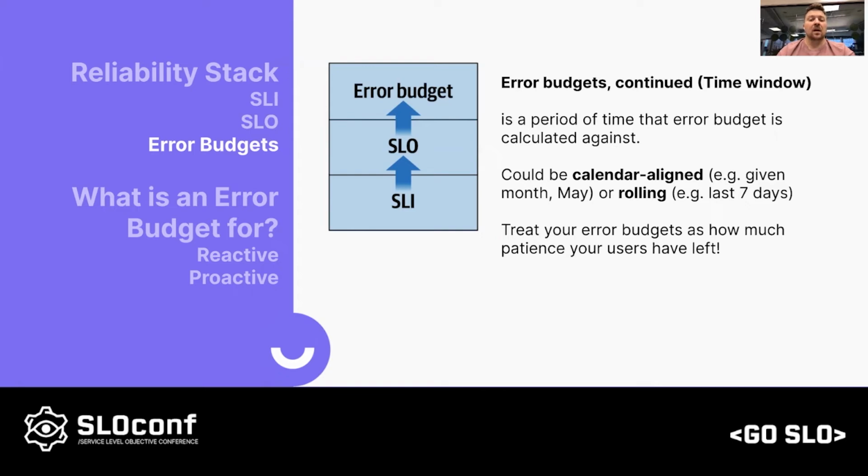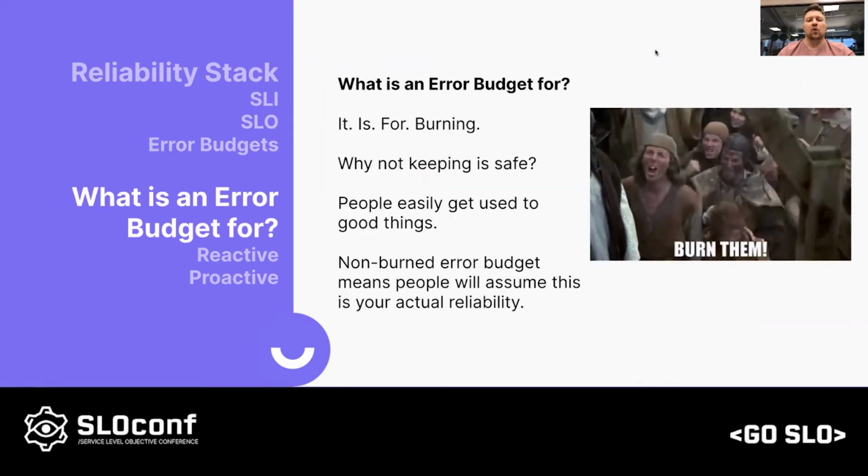So, as I said, error budgets is a number of bad measurements you can afford. You can put that into more user-centric perspective. Error budgets is how much patience your users have left. So with all that context, let's go to the question stated in the title of the talk. What is an error budget for?